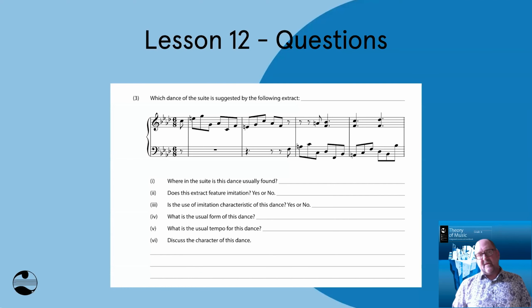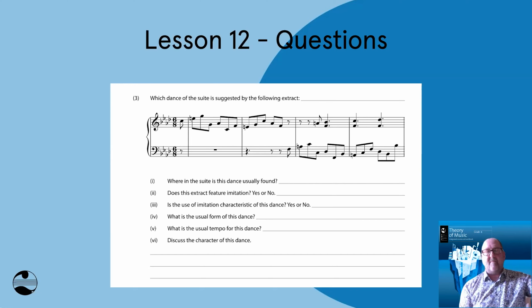Right, so a question relating to a particular dance. Okay, well, let's have a look at this one. Which dance of the suite is suggested by the following extract? I think most of you would pick out that this is a jig. Where in the suite is this dance usually found? At the end. Does this extract feature imitation? Yes, it does. Is the use of imitation characteristic of this dance? It is very much so. What is the usual form of this dance? Binary form. What is the usual tempo for this dance? Fast or very fast, I would say.